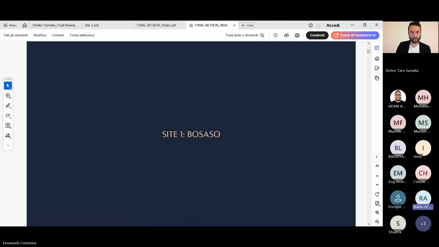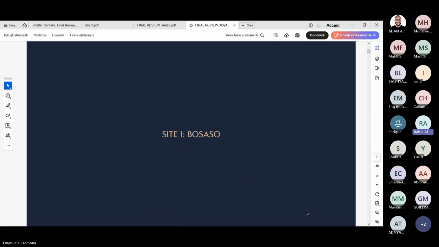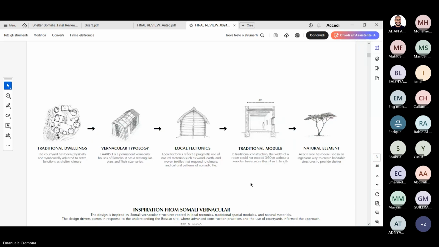Okay, hello everyone. We'll start first with the Busaso site shelter solution. Can we go next? So basically, the design is inspired by the Somali vernacular structures, rooted in local tectonics, traditional spatial modules, and natural materials. The design drivers come in response to an understanding of the Busaso site, where advanced construction practice and the use of courtyards inform this approach. Next slide, please.